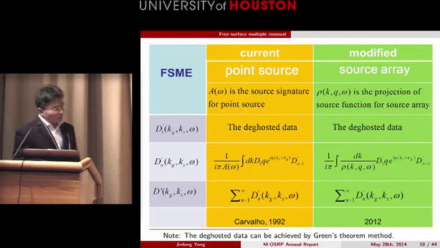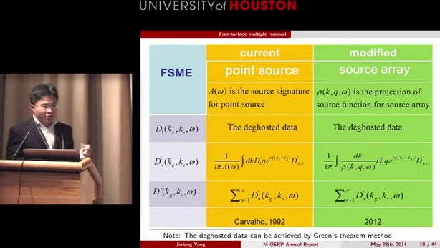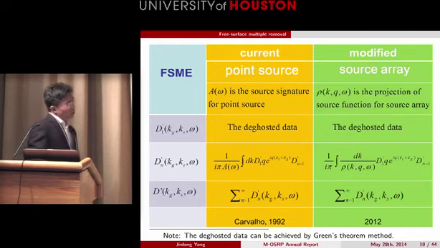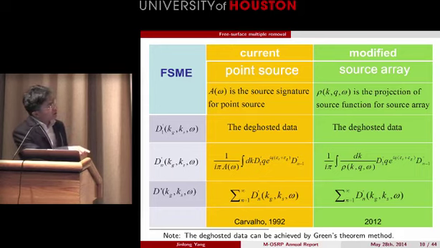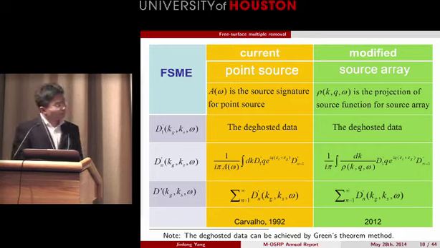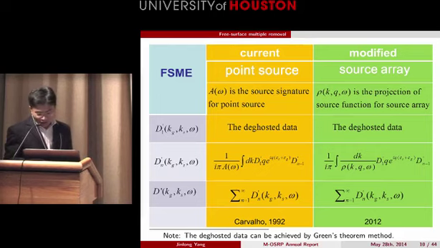Similarly, if we have source array data or data with a radiation pattern, we need to incorporate the projection of the source signature. You can see this is outside of the integral, and this is inside of the integral. We can also calculate the free surface multiples order by order, and finally get the free surface multiple data. Next, based on this, I will show some synthetic data tests.